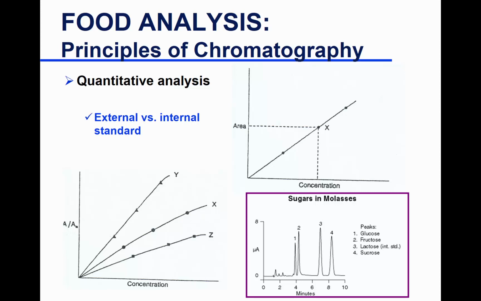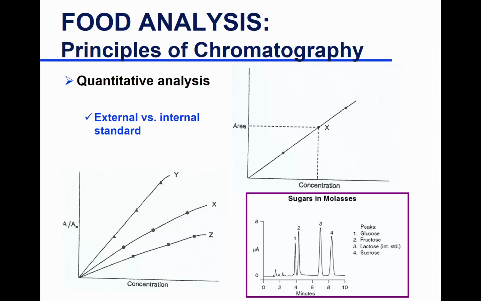So you have, let's say, glucose. So you take the area of glucose by the area of the lactose. So the ratio of the areas. So you always take the ratio of the areas at a particular concentration and you plot that. You get the equation of the line. And then in your sample, you also get the ratio of the area of that particular solute over the area of the internal standard, and use that as a y to solve for x in your equation.